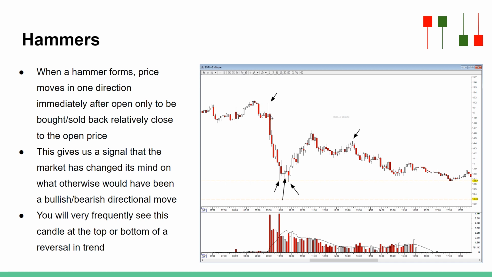This gives us a signal that potentially the market has changed its mind on what otherwise would have been a strong move in one direction. Potentially sentiment is changing, and you should be on the lookout immediately when you see this candle for a potential reversal. This is called an inverted hammer. You can see it here at the top right before a large sell-off. You get some regular hammer candles down at the bottom, and then ultimately a bit of a reversal. So it's a really strong individual signal that, again, potentially sentiment has changed. You can't take one individual candle and predict the future, but you should always be on the lookout for this kind of individual candle pattern.